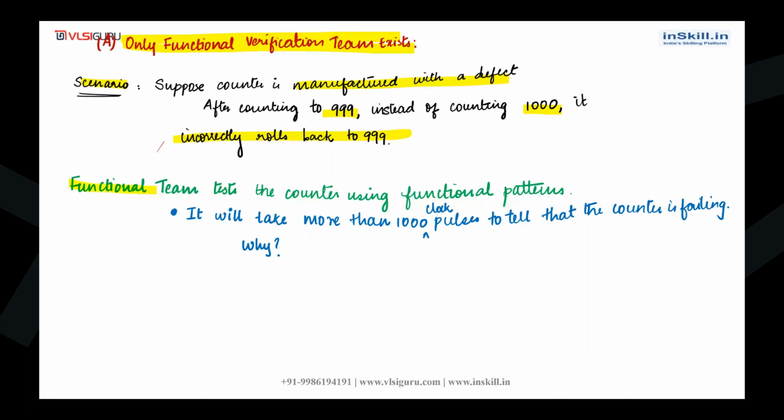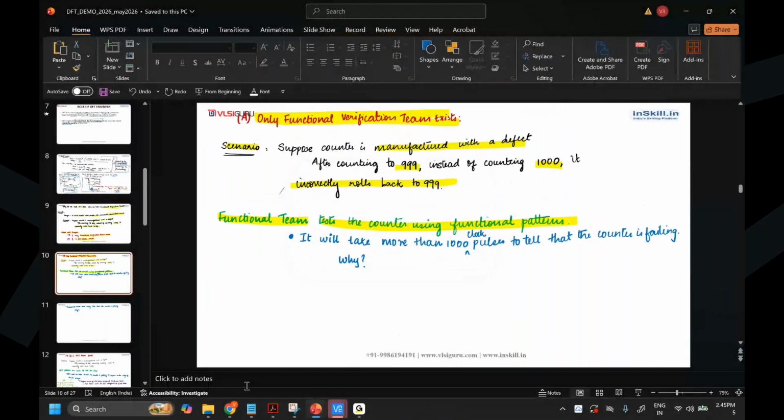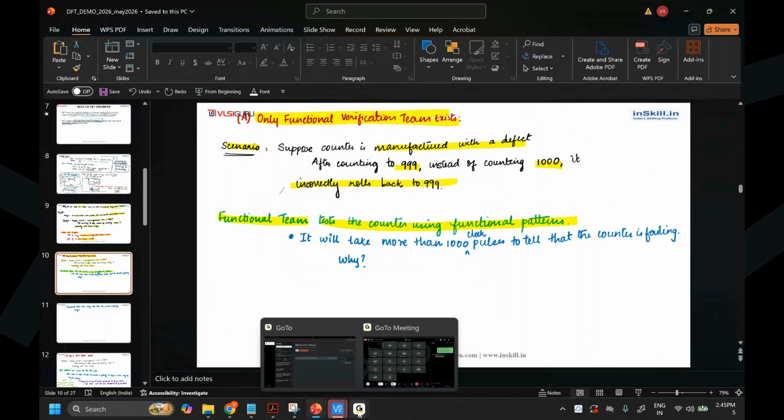The functional team will test the counter using functional patterns. In this particular case, I'm saying that it will take more than 1000 clock pulses to tell that the counter is failing. Can anyone just guess why it will take more than 1000 clock pulses to tell that the counter is failing in this particular case?